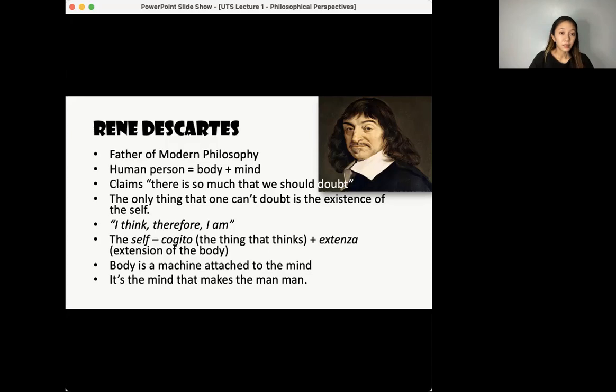Okay, so next, he also calls the body extensa. His term for the body is extensa, and the self is cogito. Okay? According to him, the body is a machine attached to the mind, and it is the mind that makes man man. Remember that the earlier philosophers said body and soul, but here with him, it is body and mind.